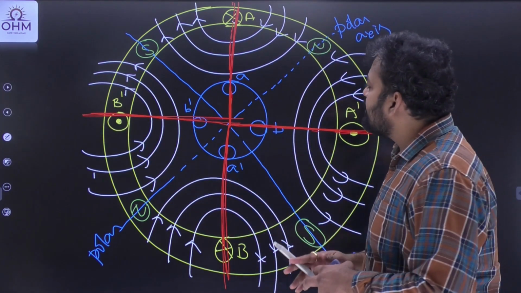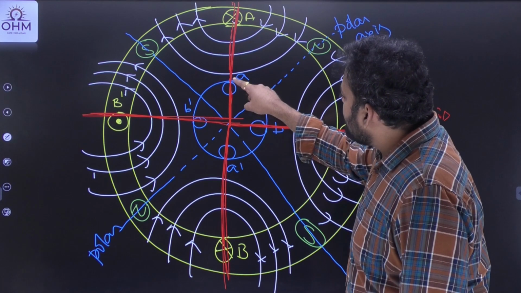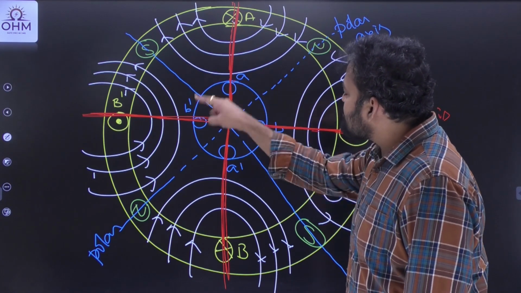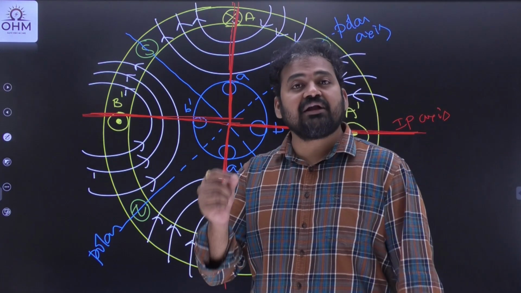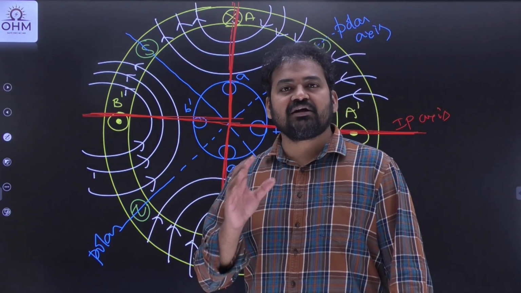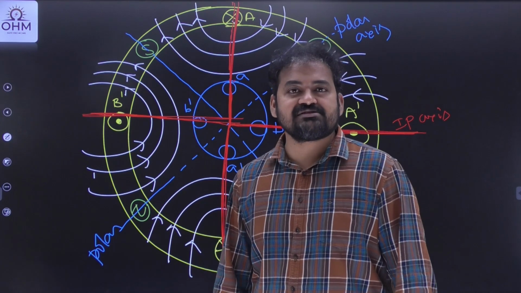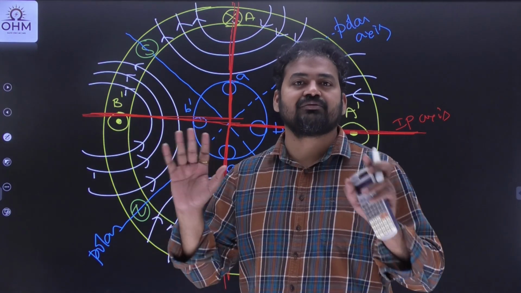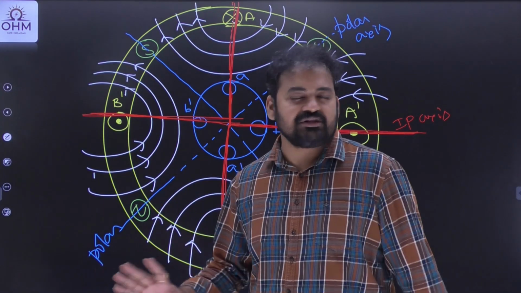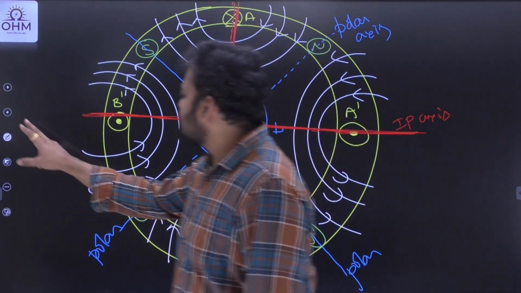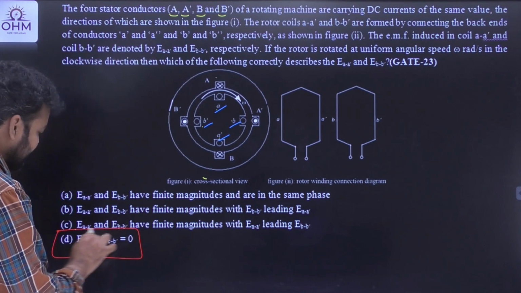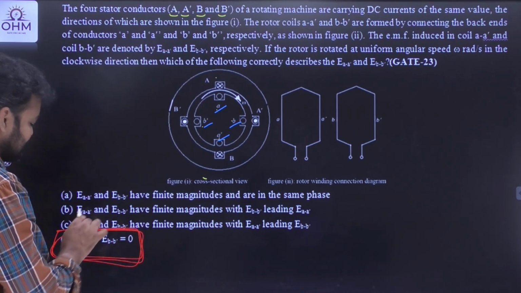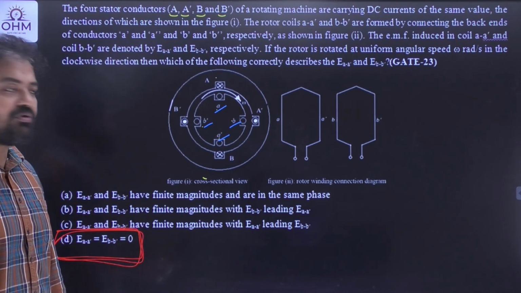Therefore, according to the diagram, I can understand that all these four conductors A, B, A dash, B dash are along the interpolar axis of the machine, also known as the magnetically neutral axis. If conductors are along a magnetically neutral axis, the induced EMF is equal to 0. EMF does not induce. That's it. Okay. So what will be the answer? The answer is the last option. The induced EMF in both coils A dash, B dash will be equal to 0.